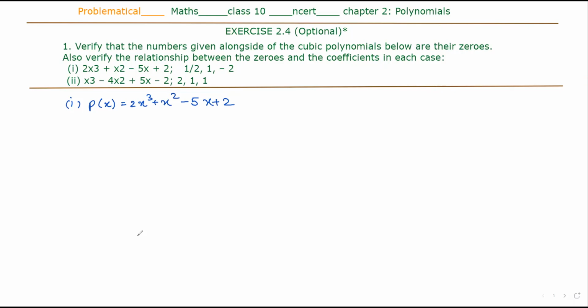So let's do the first part. First, verify that the numbers given alongside the cubic polynomial. So this is a cubic polynomial 2x cubed plus x squared minus 5x plus 2. And the numbers alongside, you have to show whether they are the zeros or not. So if I place the value of x as 1 by 2, and if I get p of 1 by 2 is equal to 0, then this particular 1 by 2 is a zero of p of x. Let's start with it.